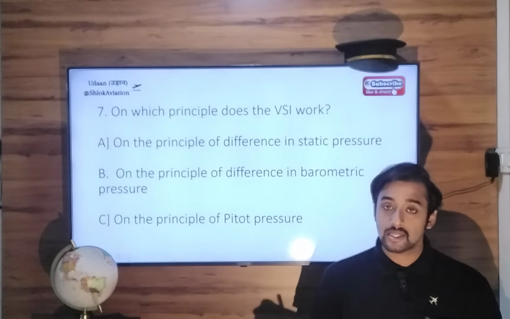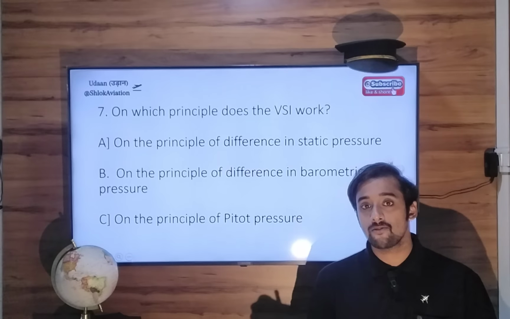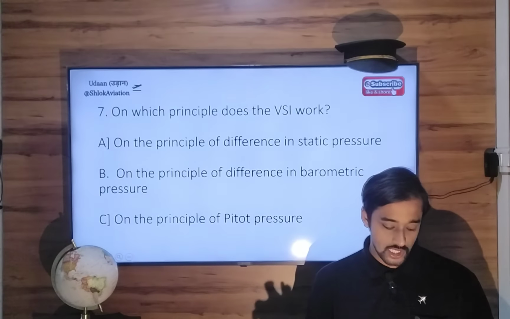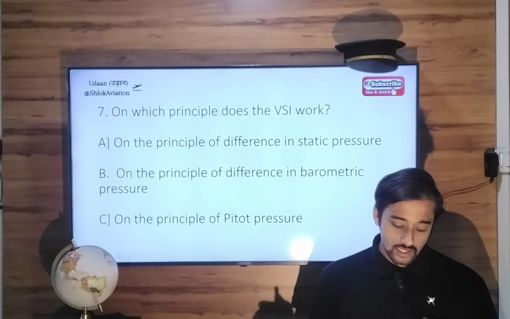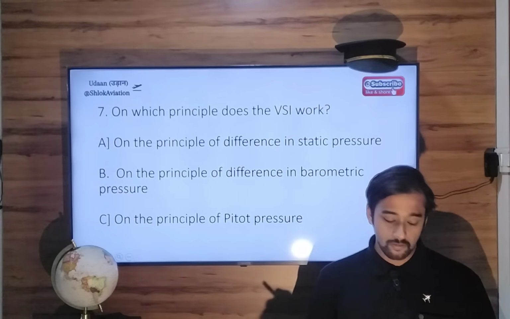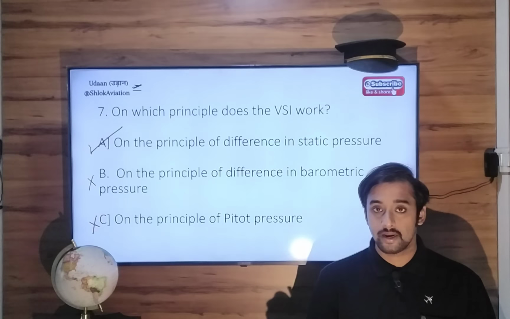On which principle does VSI, vertical speed indicator, work? So the vertical speed indicator works on the principle of comparison of static pressure. So on the principle of difference in static pressure, yes. On the principle of difference in barometric pressure, or on the principle of pitot pressure. So option A is the correct option. B and C are eliminated.